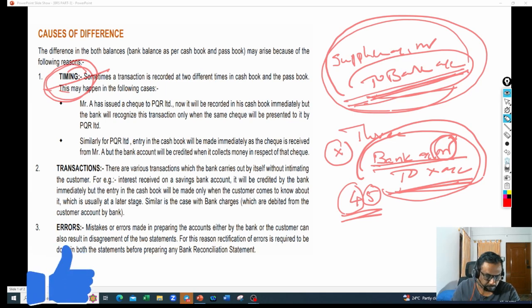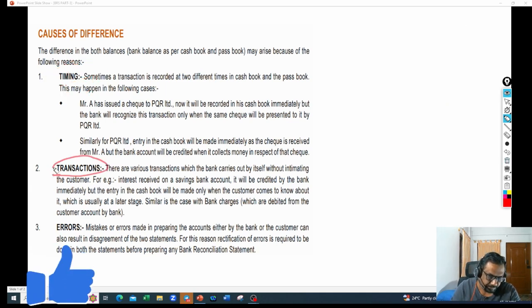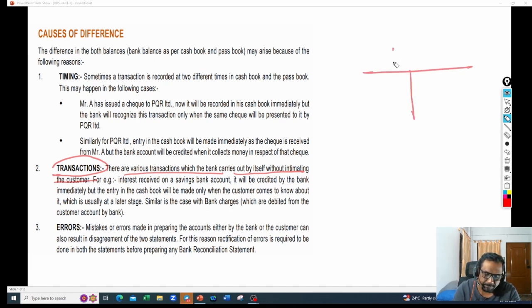Next, transactions. There are various transactions which the bank carries out by itself without intimating the customer. What is this? Without informing the customer, the bank will record some transactions in our books. What are those transactions? Let us say if you have a savings account, every month they give some interest credit. So what they do, they go to the passbook. That interest is income for us.